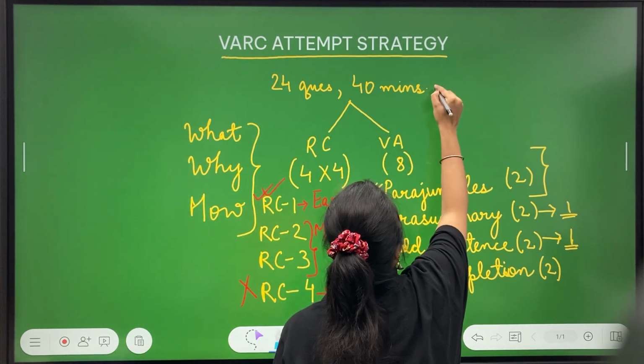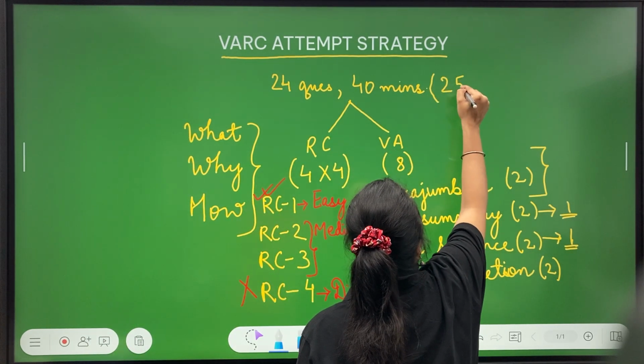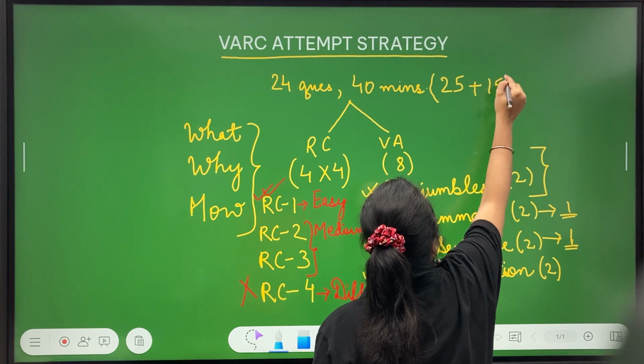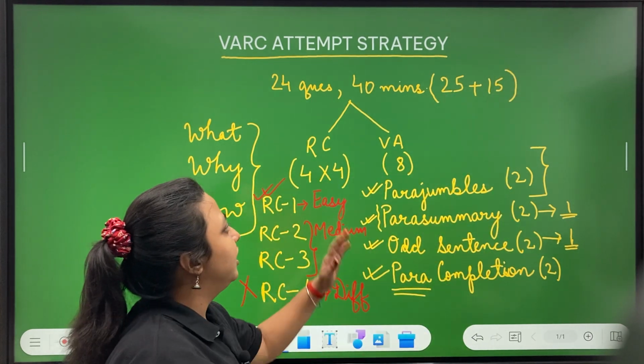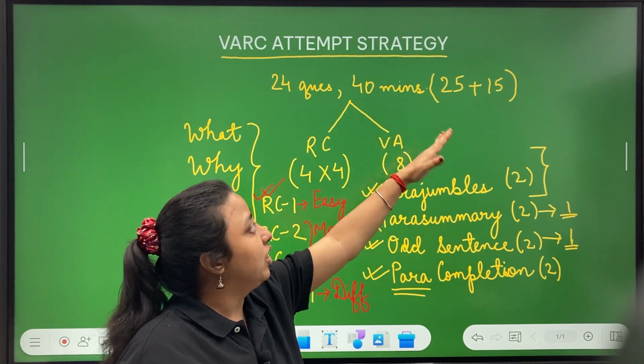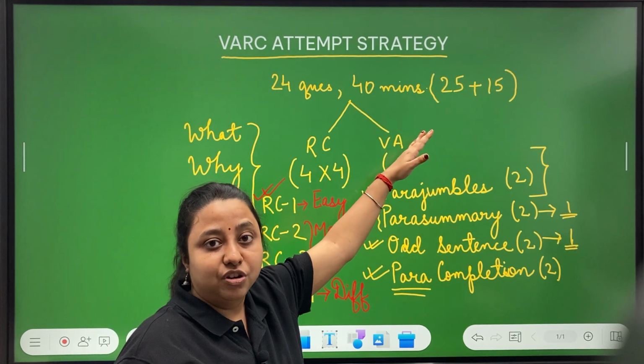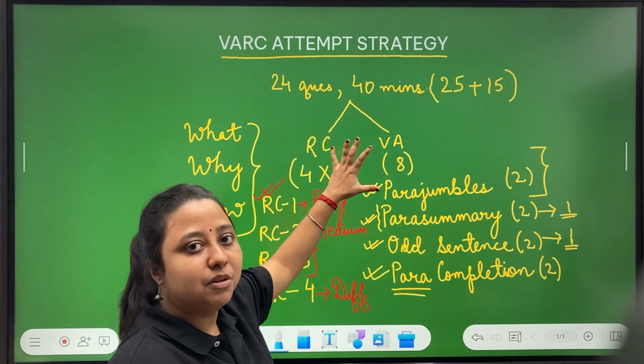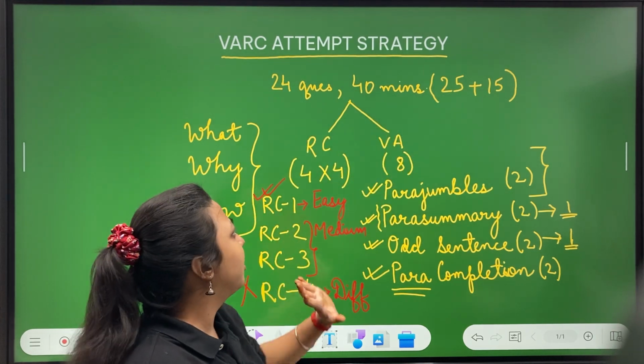So I'm just writing it here. 40 minutes could also boil down to 25 plus 15. So in RCs, let's say you are spending 25 minutes and 15 minutes. Again, rough numbers. If this becomes 28, accordingly you decide how you reduce that. So ultimately we have 40 minutes, so you can decide that. I'm just giving you a rough number.